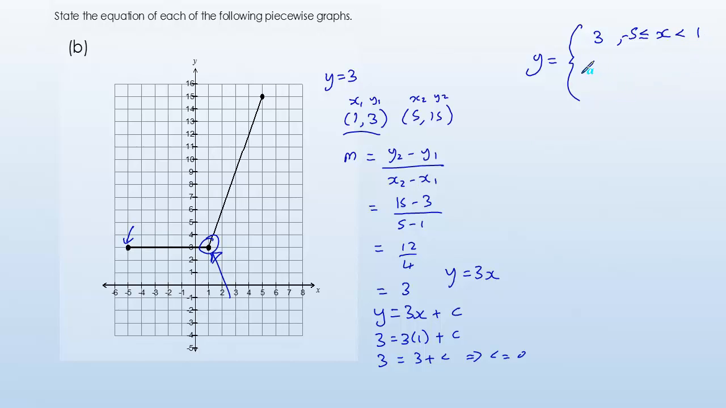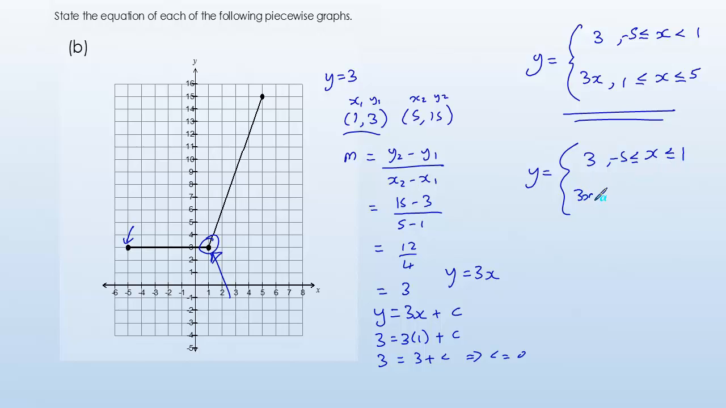And then we have 3x, and now we need to fill that dot in. So that's greater than or equal to 1, and it goes up as far as 5. And that one is filled in as well. So that's what I'm going to give as my answer, but there'd be nothing wrong with 3x between -5 and this time included, provided that down here I make sure that this one is not included. In other words, don't include both of them.